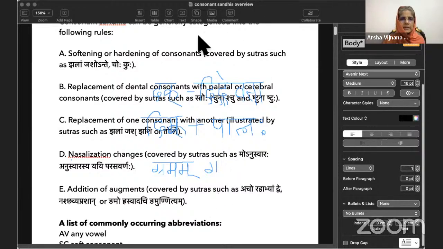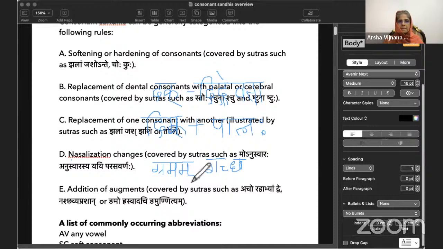I didn't say going to the village. What am I saying? Go to the village. Gramam gaccha. It's an order, imperative mood, talking to second person. Very good. Gramam gaccha. So, we already know how to write this, right? How do we write this now?